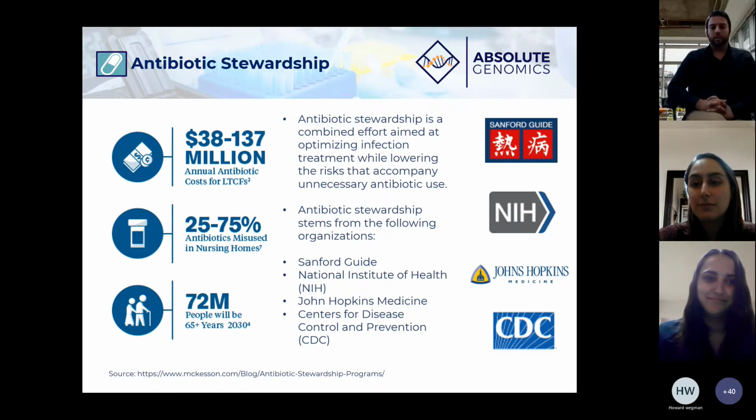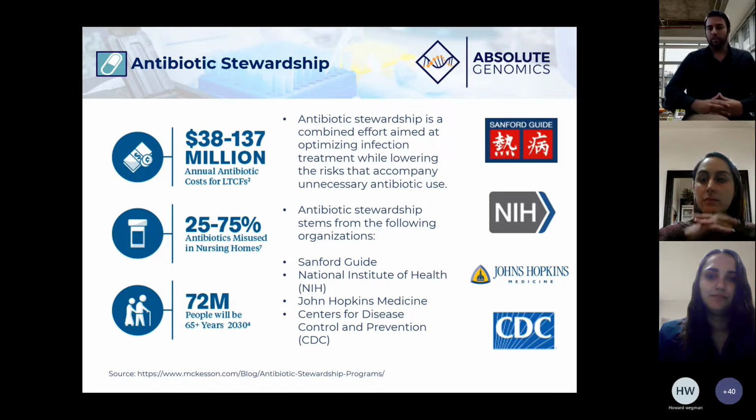And now we have this background on antimicrobial resistance, how it occurs, which are the top culprits. These were all the challenges that we are facing. Now, what are the solutions, and where does Absolute Genomics fit in this equation? So let me give you a brief background.